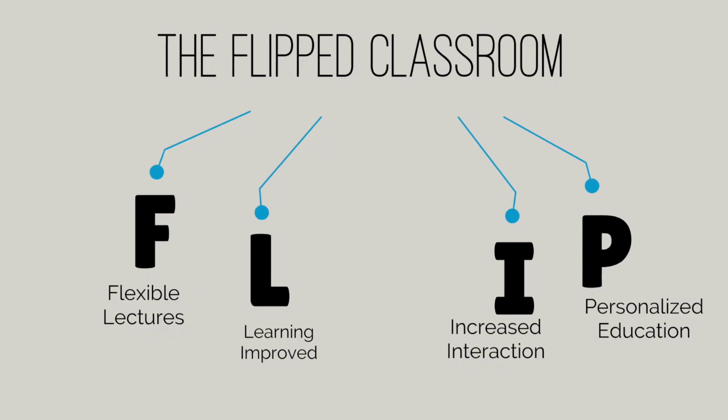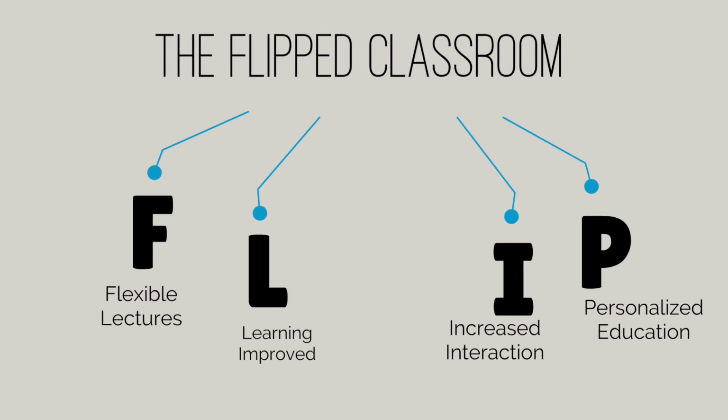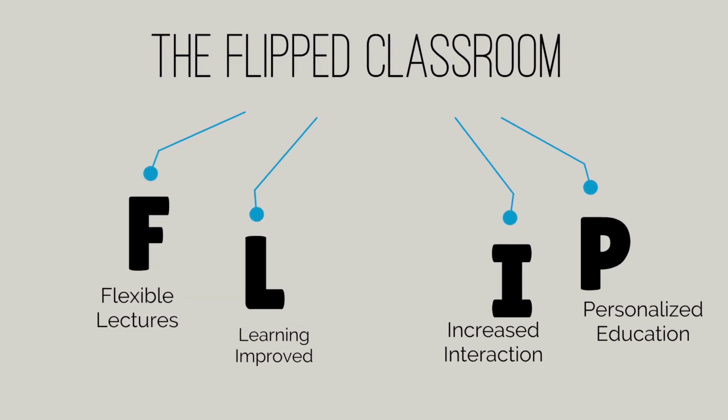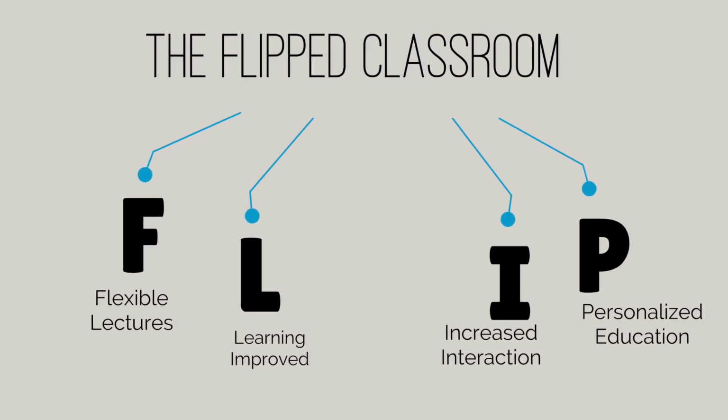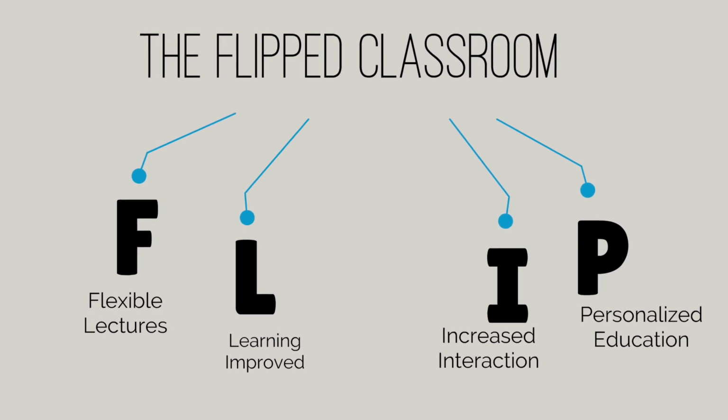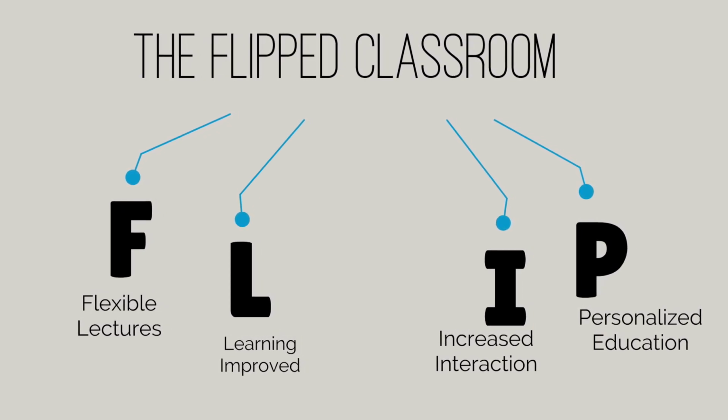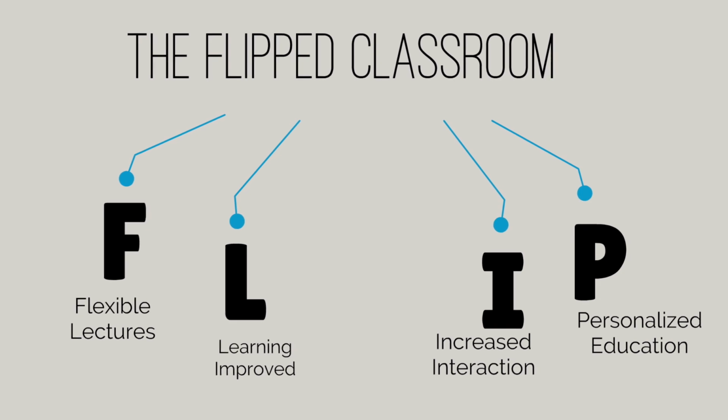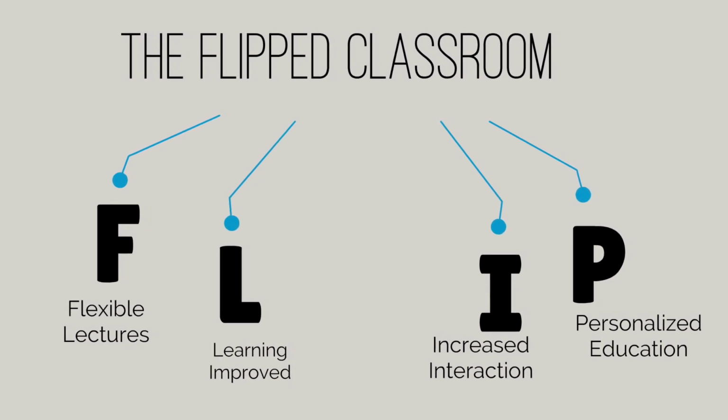The flipped classroom approach solves these problems. Essentially, the flipped classroom is when you take traditional classroom instruction and flip it 180 degrees. For homework, you watch a video lecture or read texts. In class, you work on problems, group projects, and other collaborative activities.